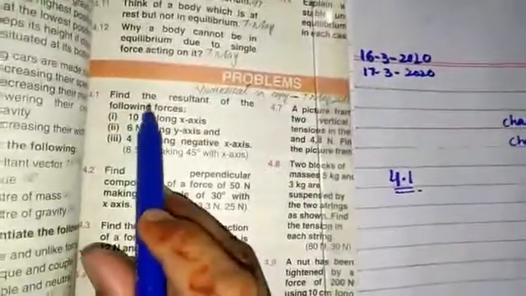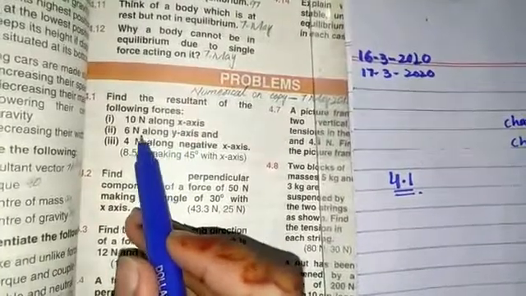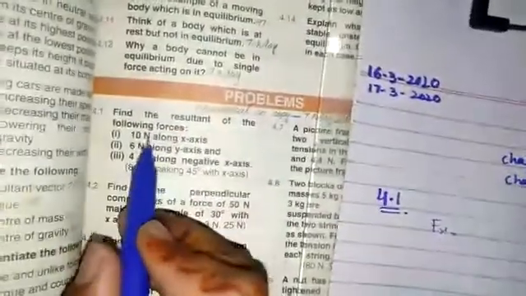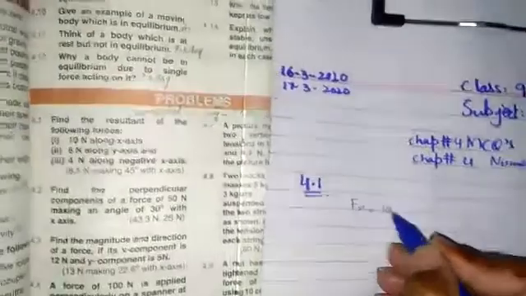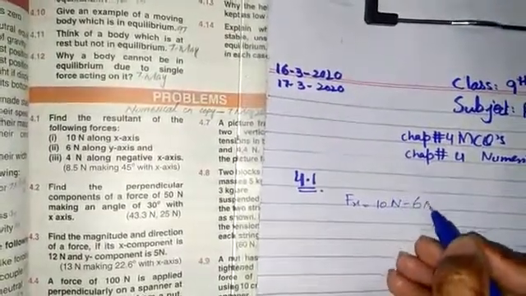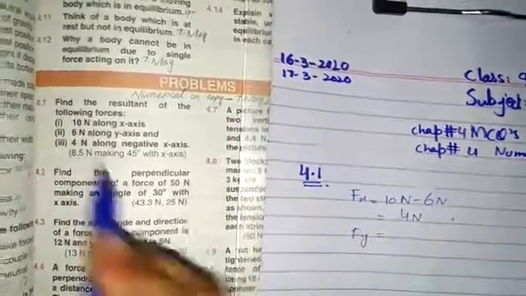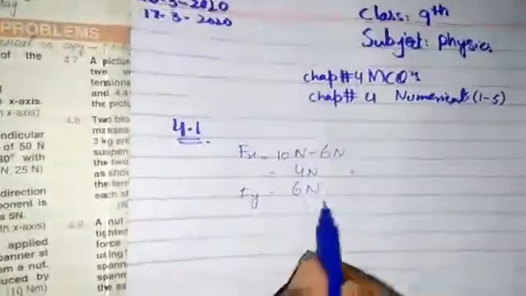Now we have to do the numerical. First numerical is find the resultant of the following forces: 10 Newton along x-axis, 6 Newton along y-axis, and 4 Newton along negative x-axis. So students, our given data is Fx, x component. We have two x components, one is along positive x-axis and one is along negative x-axis. So total our x component becomes 10 Newton minus 4 Newton. That becomes 6 Newton. And next our y component is 6 Newton. This is a y component.